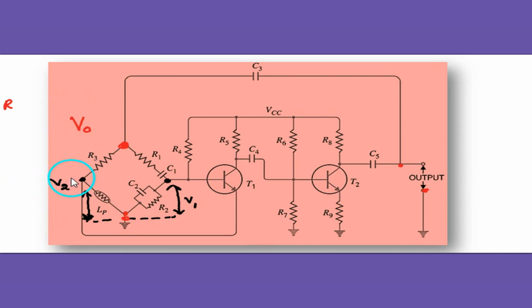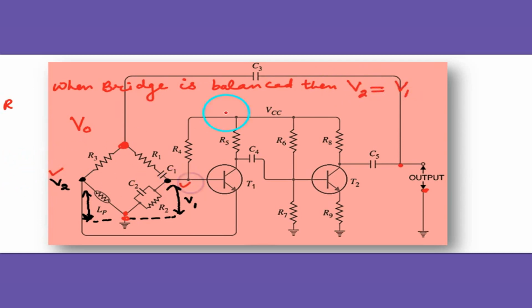When the bridge is balanced, at this node the voltage is V2 and at this node the voltage is V1, they will be equal. V1 and V2 will be equal when the bridge is balanced. So when the bridge is balanced, V2 equals V1, right?